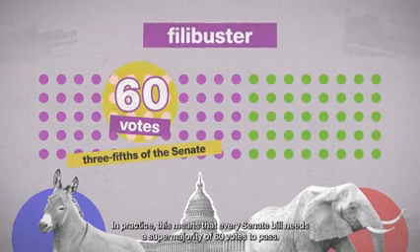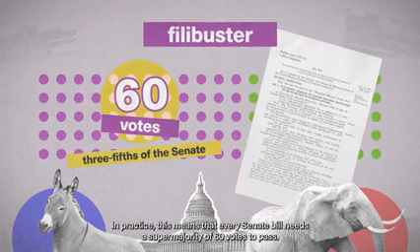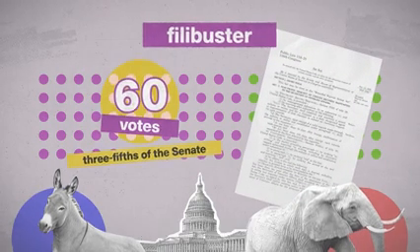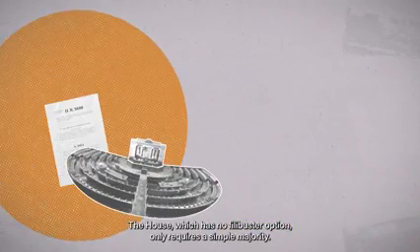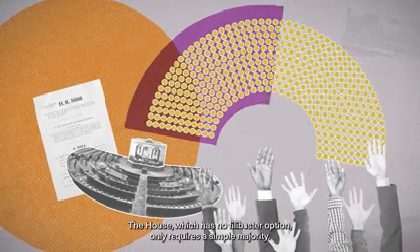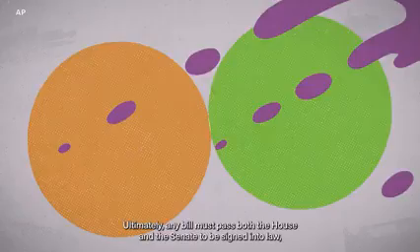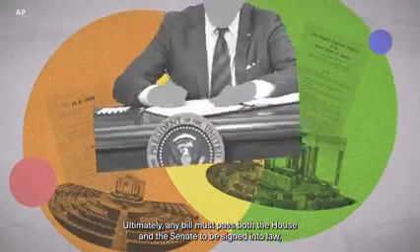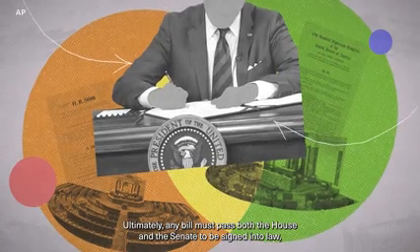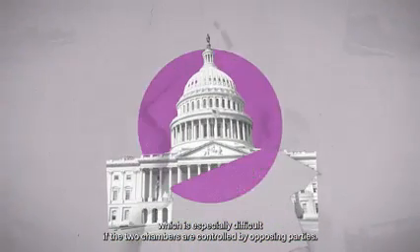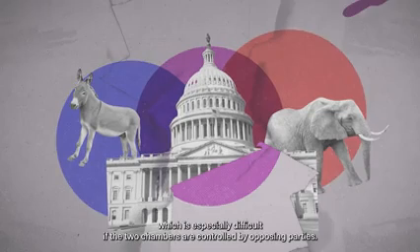In practice, this means that every Senate bill needs a supermajority of 60 votes to pass. The House, which has no filibuster option, only requires a simple majority. Ultimately, any bill must pass both the House and the Senate to be signed into law, which is especially difficult if the two chambers are controlled by opposing parties.